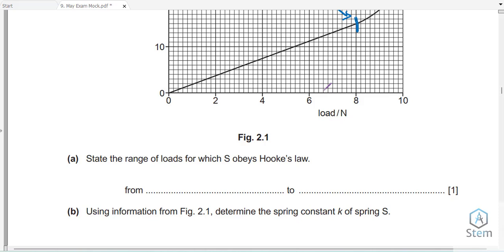State the range of loads for which S obeys Hooke's law. Well, we have already answered this. 0.0 newtons to 8.0 newtons.